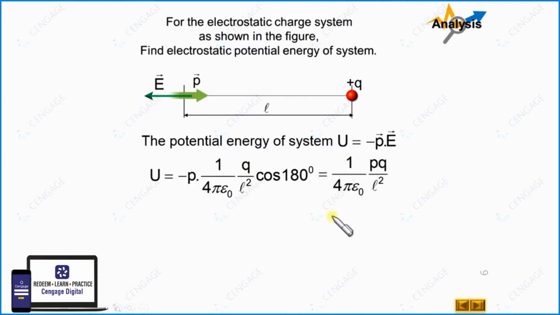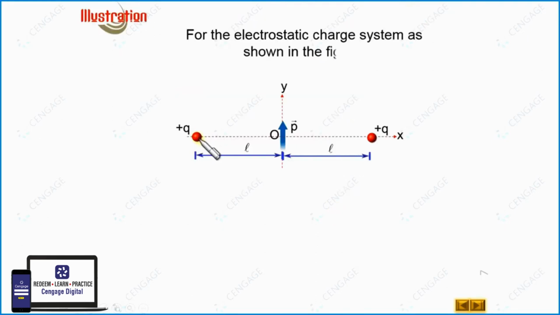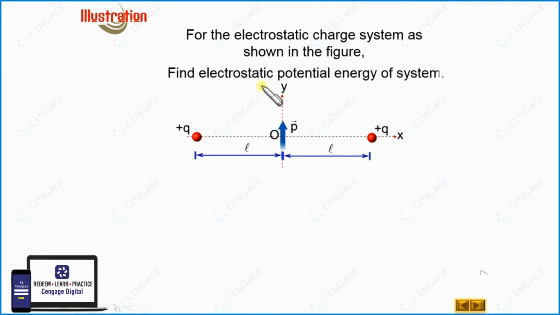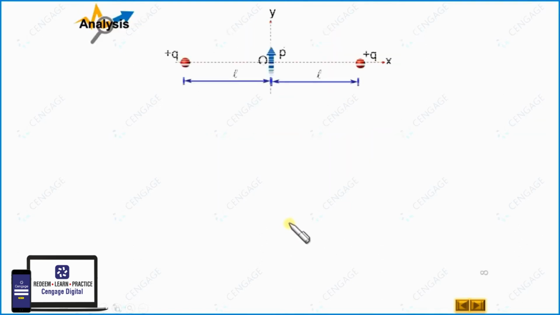Illustration number 3. Here you can observe we have two charged particles and one dipole. The dipole is placed at the middle of the charged particles, and both charged particles are separated at a distance L and L from the dipole. Okay, you can observe here the dipole is placed at the origin along the y-axis, and here we need to calculate the potential energy of the system. This is the situation. So let us make the diagram on the next page, this one.